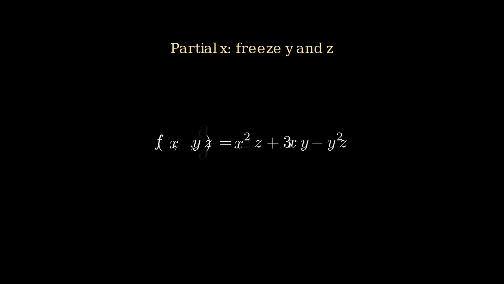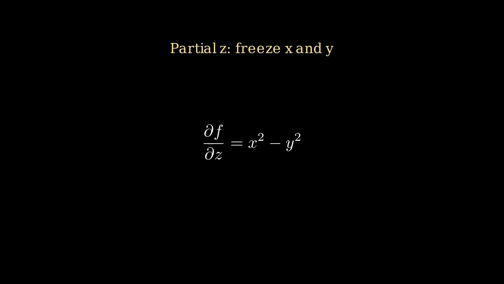Partial of f with respect to x, freeze y and z, differentiate to get 2xz plus 3y. Partial of f with respect to y, freeze x and z, differentiate to get 3x minus 2yz. Partial of f with respect to z, freeze x and y, differentiate to get x squared minus y squared.